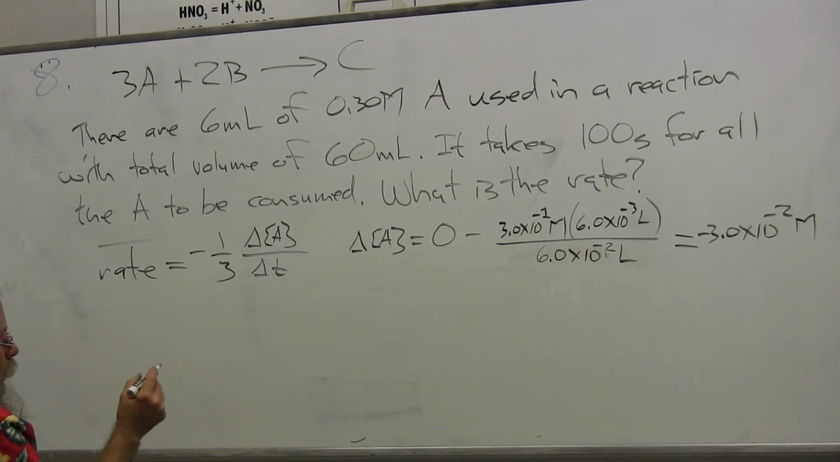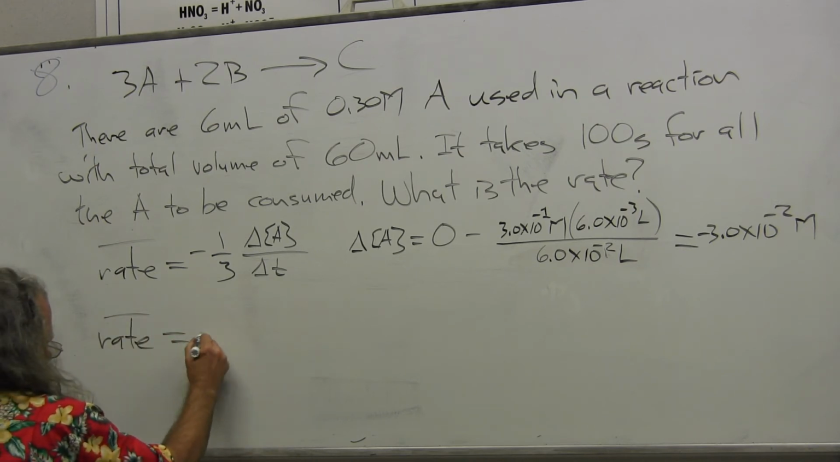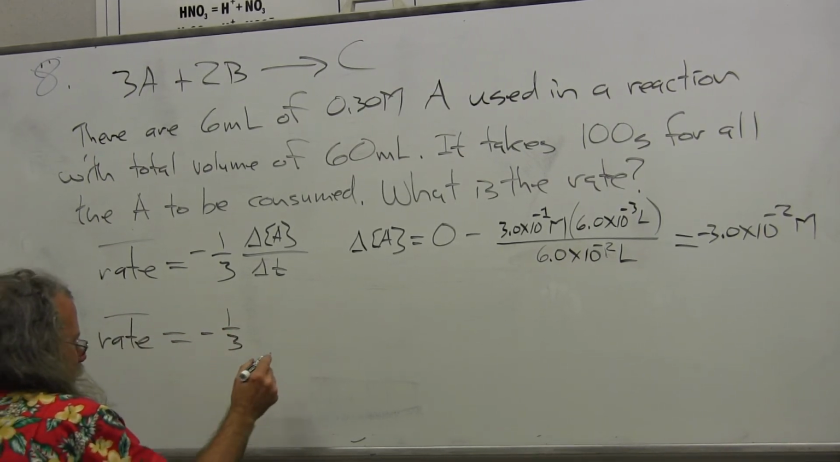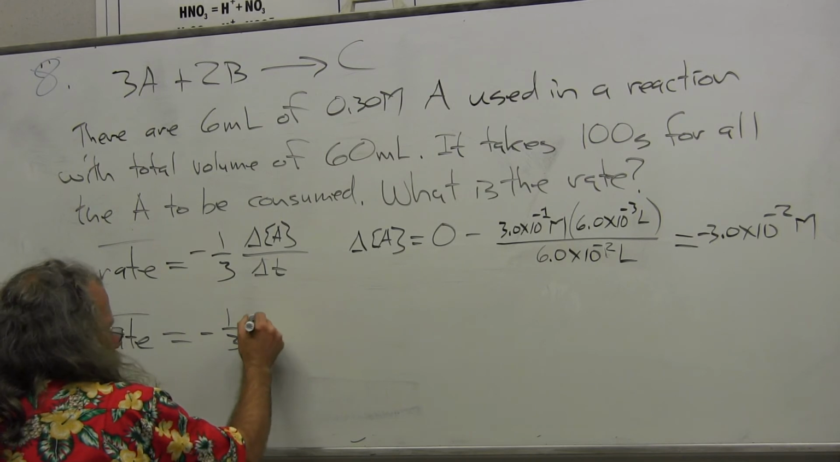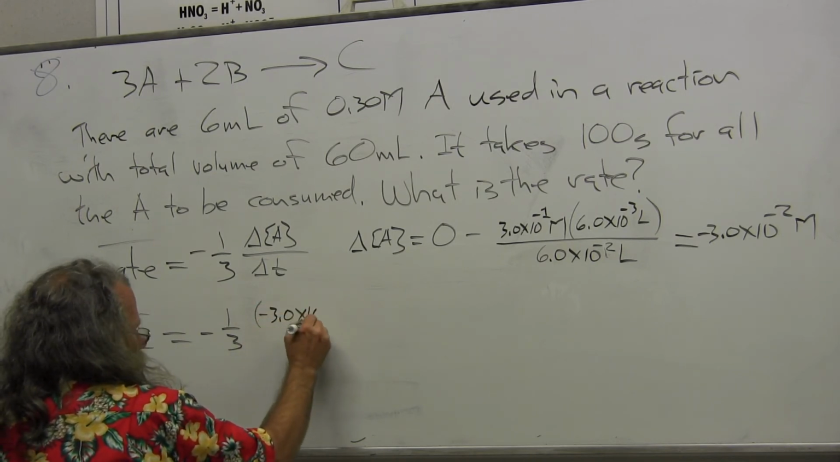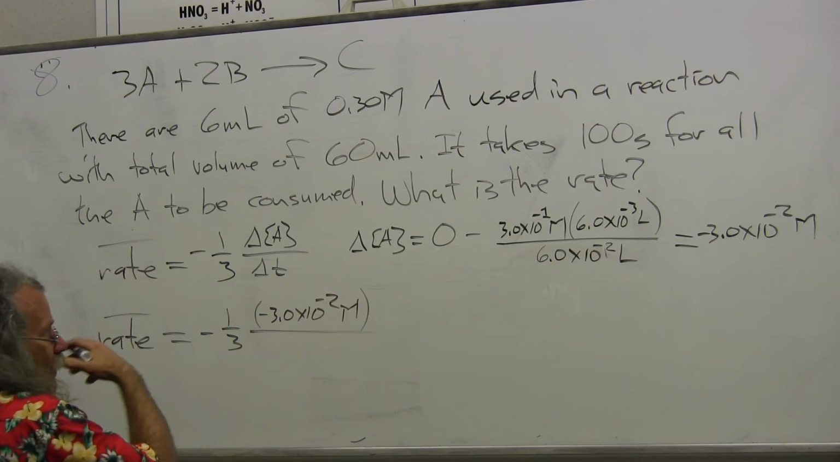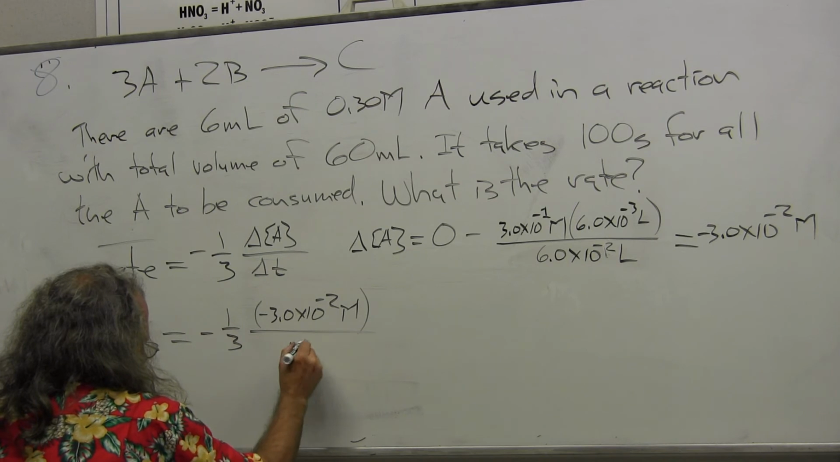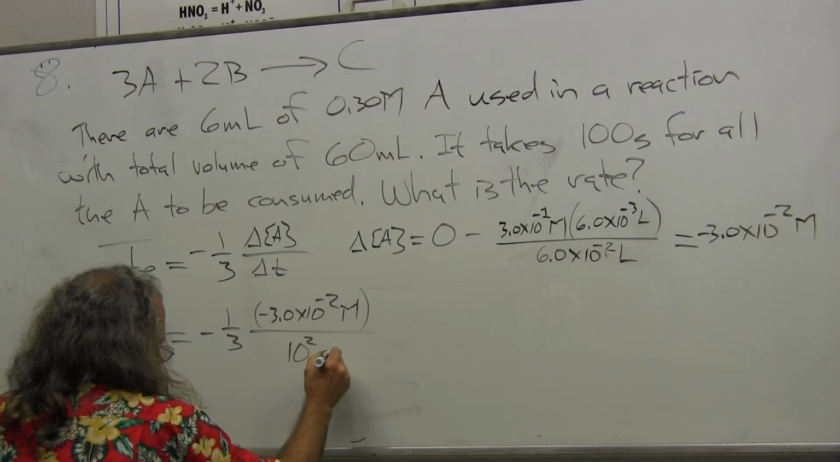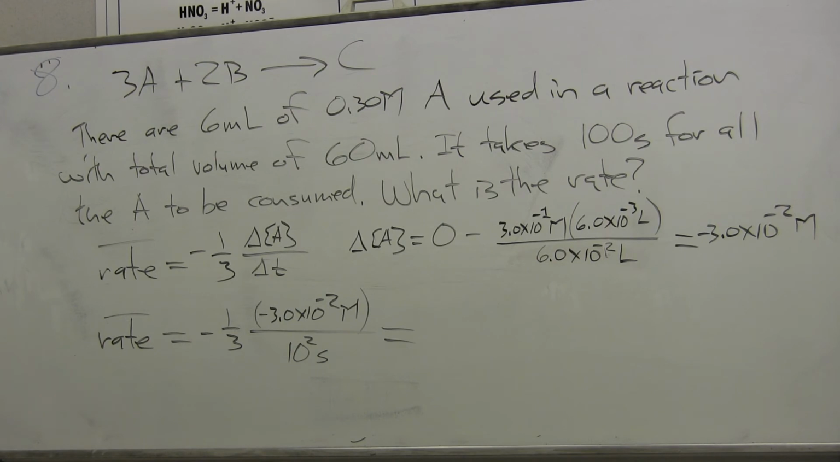Okay. Now, the rate is going to be equal to minus 1/3 times minus 3.0 times 10 to the minus 2 molar divided by, and now how many seconds? 10 squared seconds. And now it's going to be very difficult to solve mathematically.